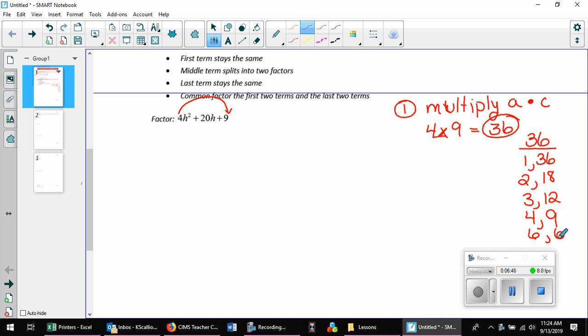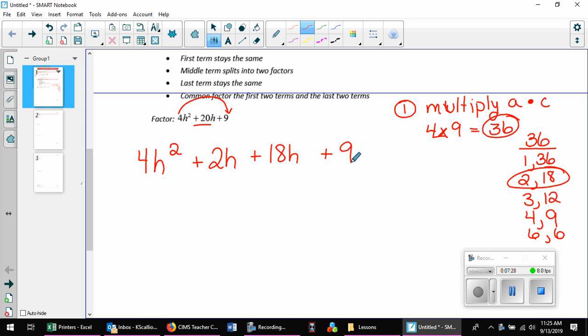Just remember that this is the factor pair. So we're looking for the factor pair that adds up to 20. 2 and 18. So the first term we rewrite: 4h squared. Simple, easy. Now 20, we're not going to write it as 20. We're going to write it as 2 and 18. So I'm going to say plus 2h plus 18h plus 9.